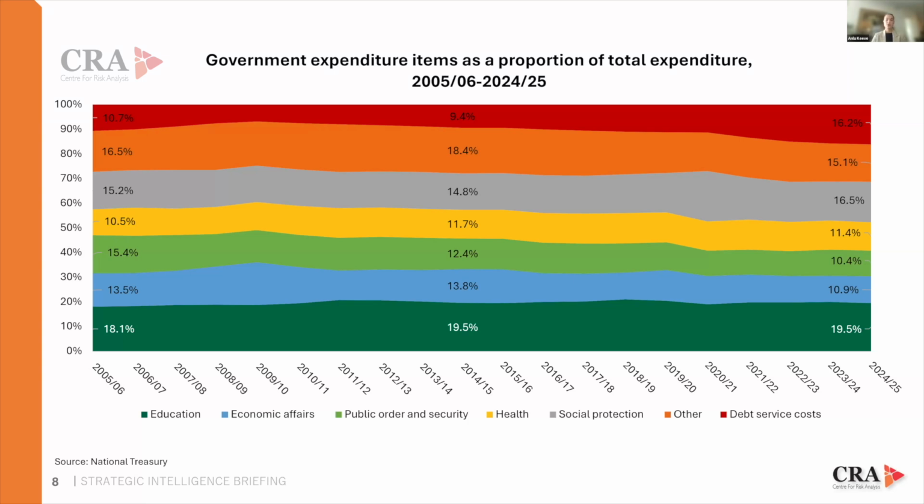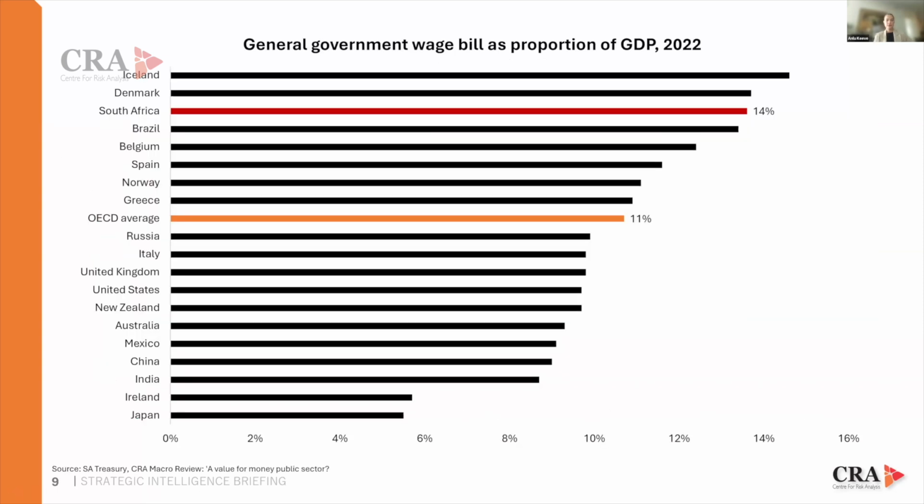Another aspect of the budget that we need to consider is the public service wage bill, which is in this graph included in the orange area. But we'll move on to the next slide to get a better idea of what this actually looks like. If you have a look at this graph, you'll see on the red line, that's where South Africa is at. It's 14% of GDP, again for 2022, which is our latest tax data. And it's relatively higher than the 11% of GDP average for OECD countries. And it gives us a good idea of just how big our public service wage bill is.